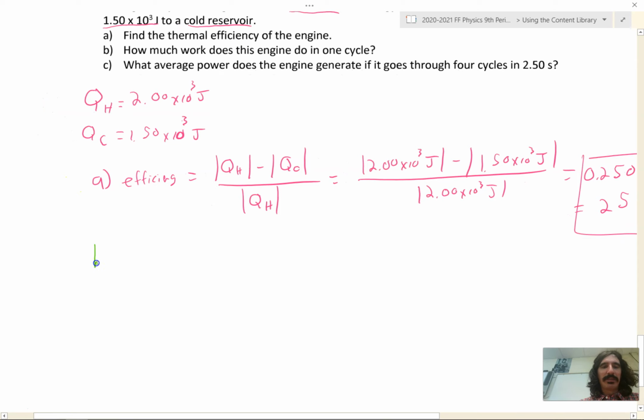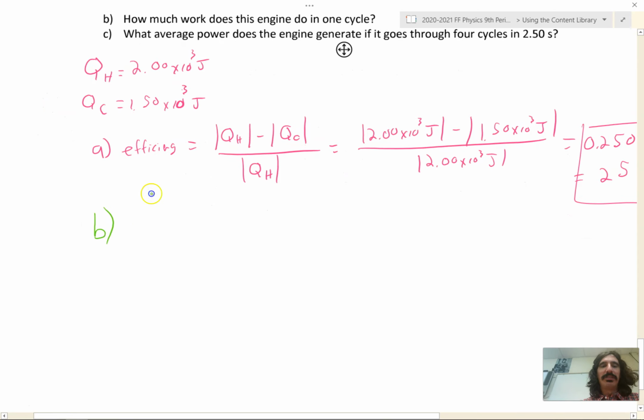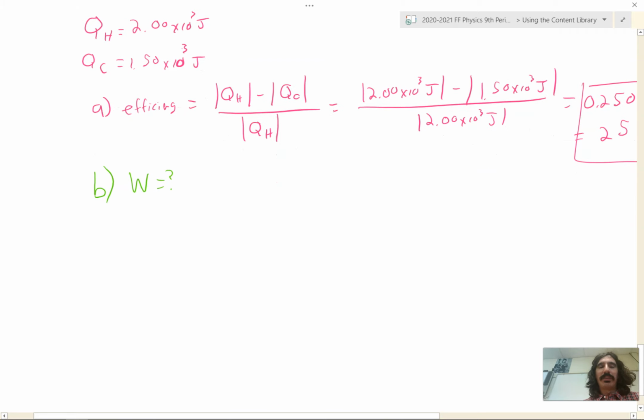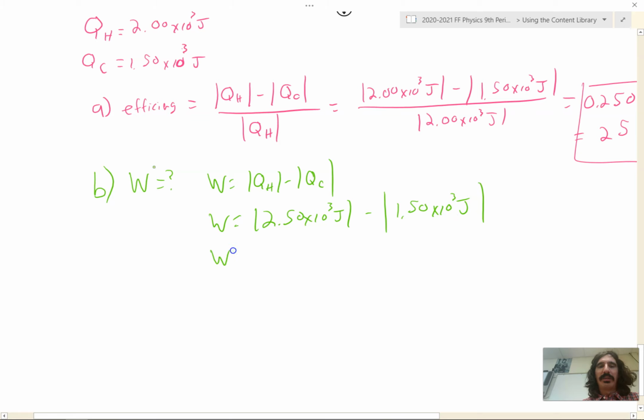Letter B, how much work does this engine do in one cycle? Work is just the absolute value of Q hot minus Q cold. So W is Q sub H minus Q sub C. 2.00 times 10 to the 3 joules minus 1.50 times 10 to the 3 joules. That gives us work to equal 500 joules of energy.